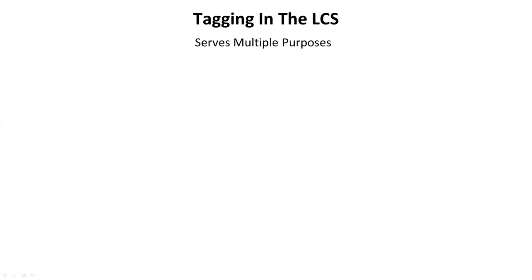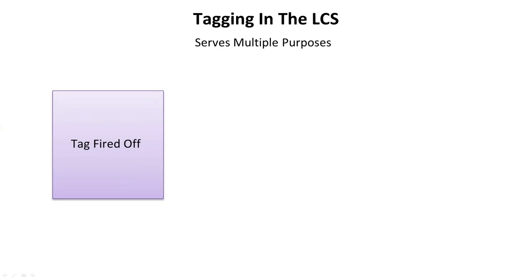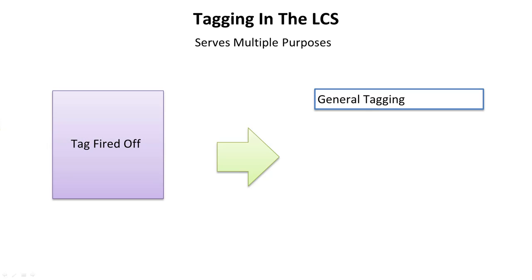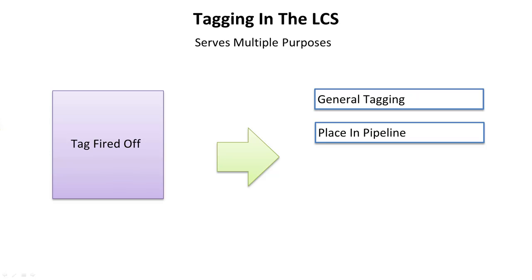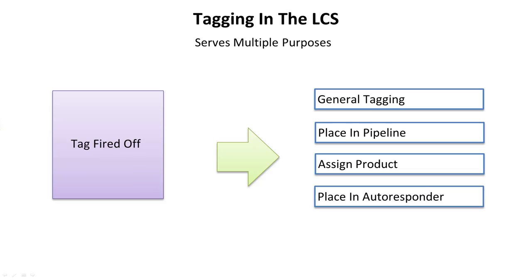Now, I mentioned tags a minute ago, so I want you to understand that tagging inside the lead conversion system serves multiple purposes. So the first thing is it serves the purpose of just being a general tag so that you know exactly what this prospect has done and where they've gone, okay? It also allows you to place that prospect into a pipeline. You can go ahead and assign a product, and with the tag, you can go ahead and assign it to an autoresponder. So if you're going to put them in something like ActiveCampaign, when that tag gets fired off, you can go ahead and put them in a list in ActiveCampaign. You can even fire off a tag inside of ActiveCampaign, okay? So it's a very, very powerful process that you're able to do.